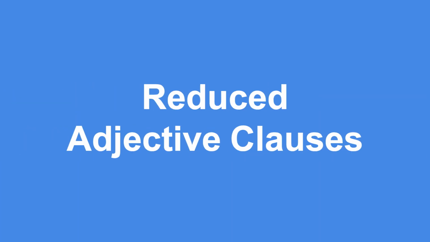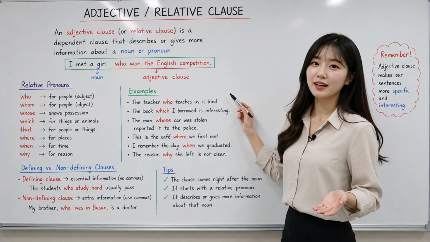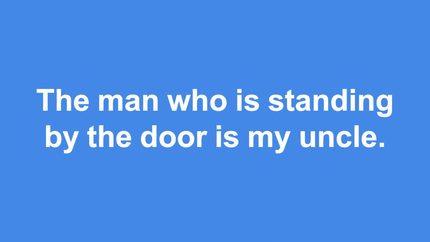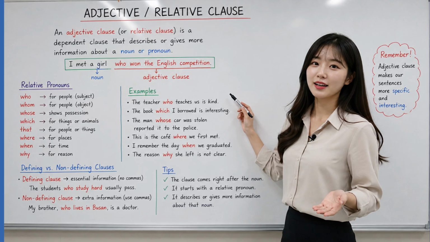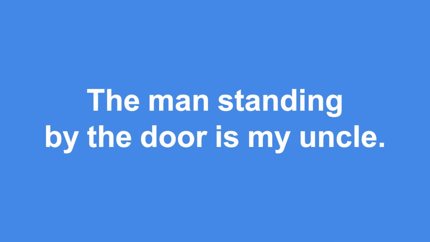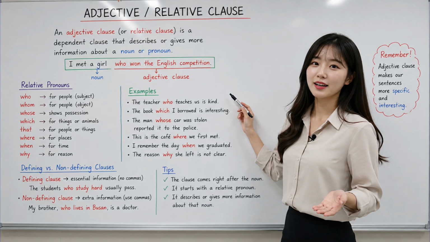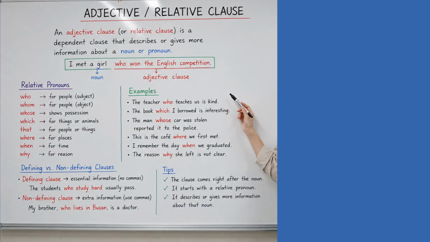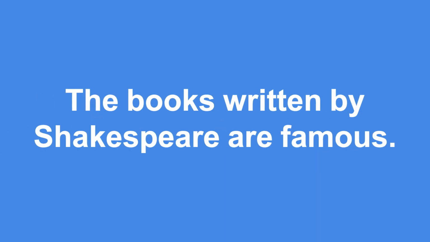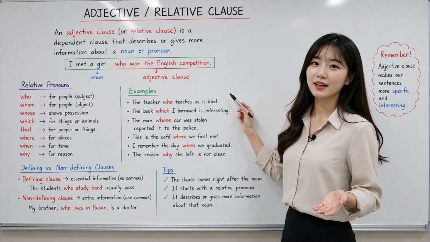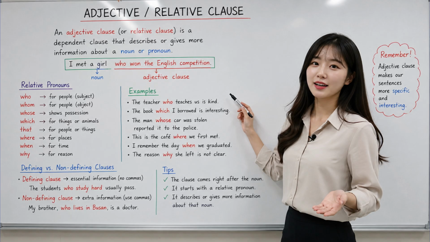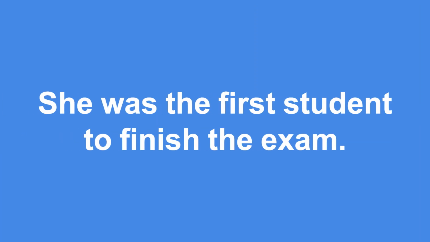Reduced adjective clauses. Advanced English learners often shorten adjective clauses. For example, instead of saying, the man who is standing by the door is my uncle, we can reduce it to, the man standing by the door is my uncle. Another example, instead of, the books that were written by Shakespeare are famous, we say, the books written by Shakespeare are famous. Another example is, she was the first student who finished the exam. This becomes, she was the first student to finish the exam.